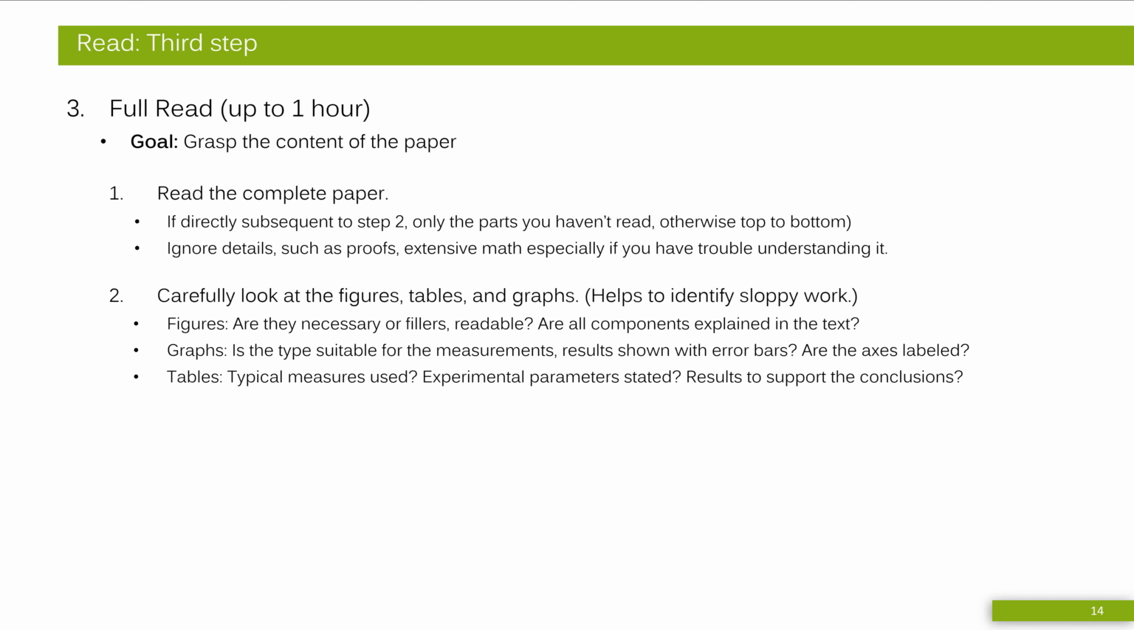Same for graphs. Are the results or the measurements presented in the graph actually suitable for whatever this paper wants to achieve? Are, for example, quantitative results shown with error bars when authors claim to achieve a certain statistically significant result? Are graph axes labeled? That's very important because otherwise it's sometimes hard to understand what they actually show. For tables, which are very common in computer science to present quantitative results, you should check whether there are typical measures used for this sort of study, whether the experimental parameters, for example, are stated clearly, under which circumstances the experiments were performed, and whether the results actually support the conclusions that you already read.